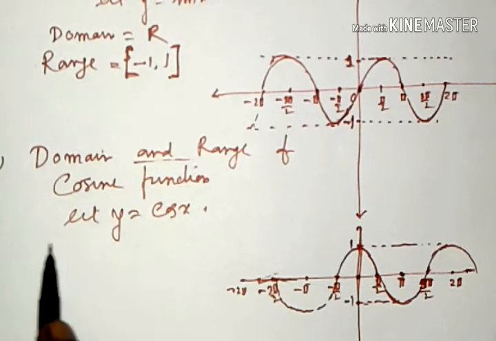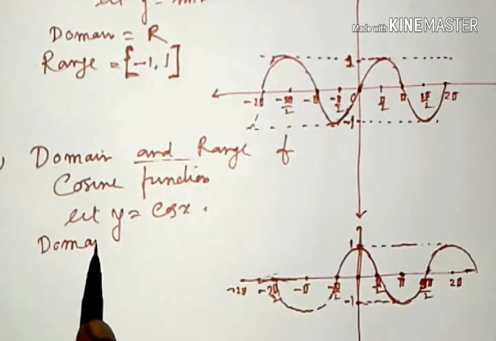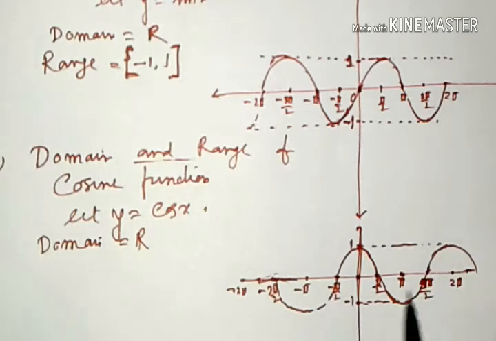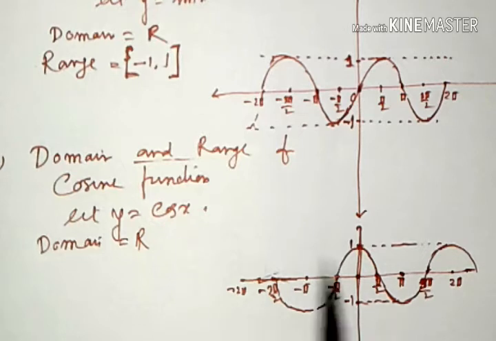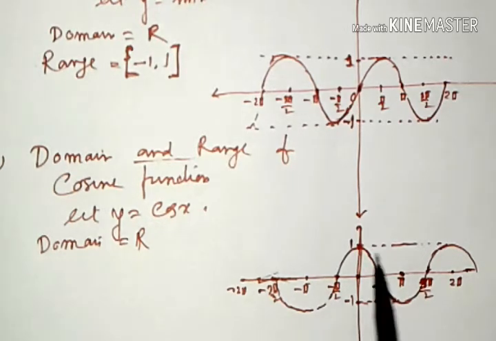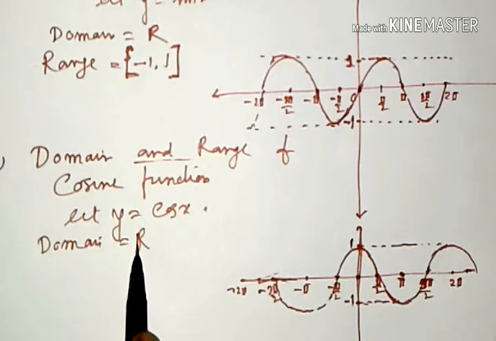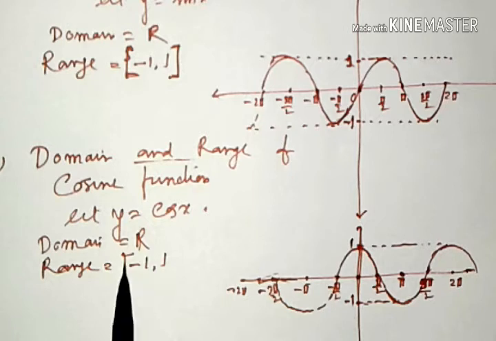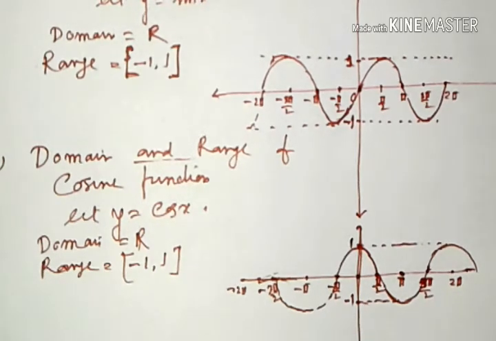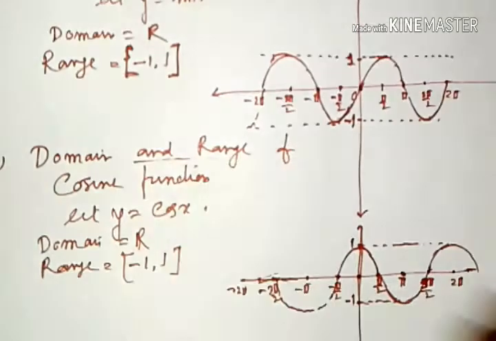So the domain is equal to the real numbers. We can put any value of x here, but we can get only values which are in between 1 and minus 1. So the range is equal to minus 1 to 1. This is the domain and range of the cosine function.